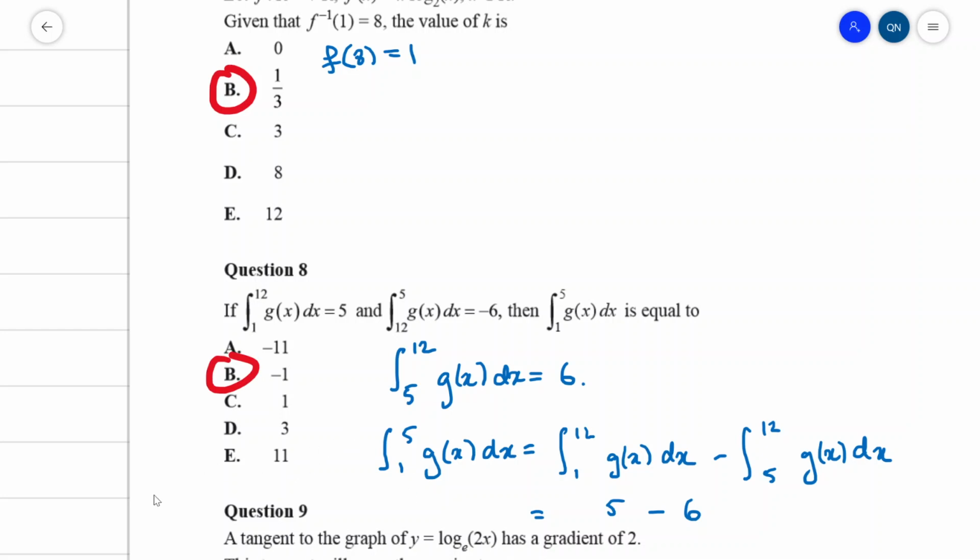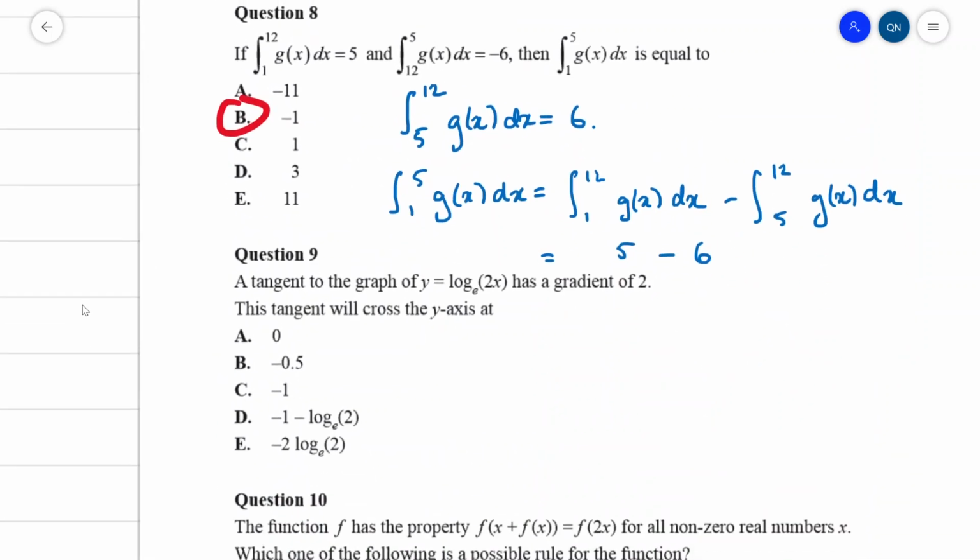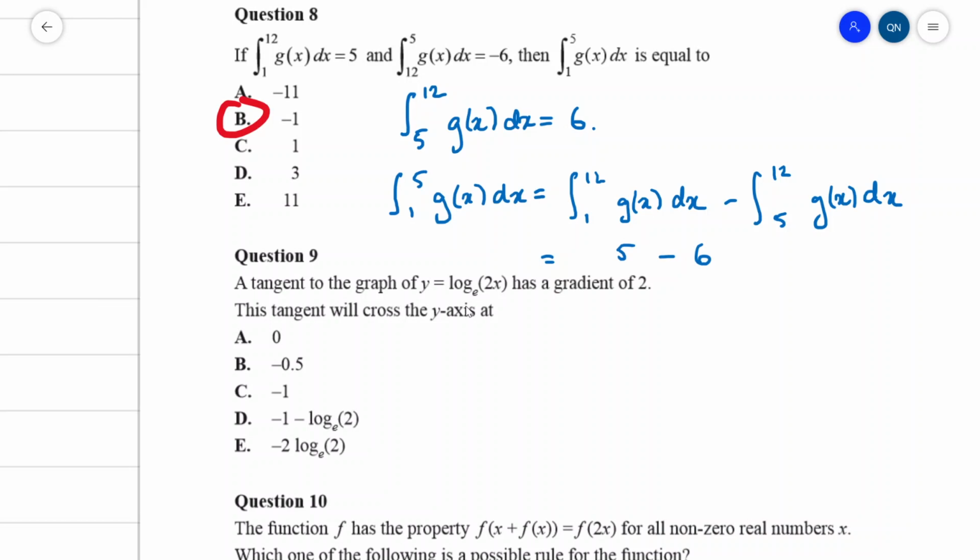Question 9. A tangent to the graph of y equals log e 2x has a gradient of 2. The tangent will cross the y-axis at... Okay, so we're trying to find the point on this graph which has a gradient of 2, and we want to find the tangent line at that point.